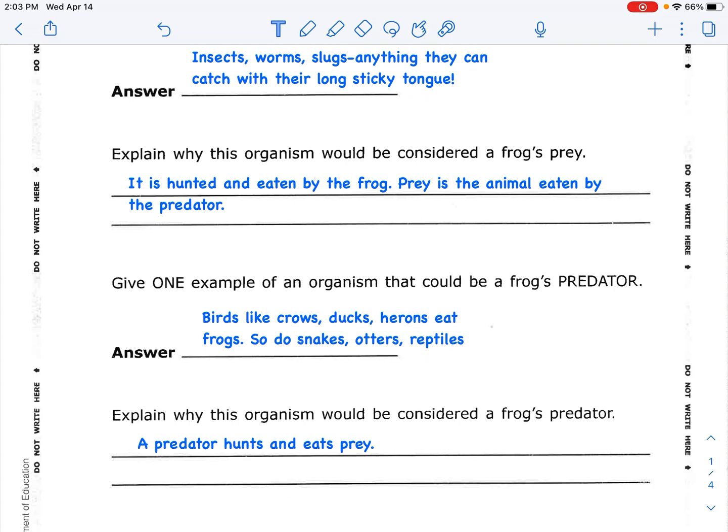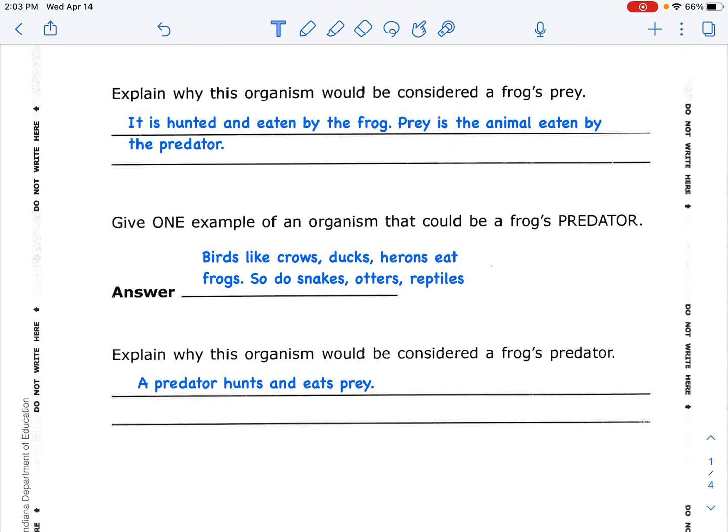So what organism in that ecosystem might actively be seeking out and eating that frog? So birds like crows, ducks, herons, they eat frogs. So do snakes, otters, reptiles, humans.